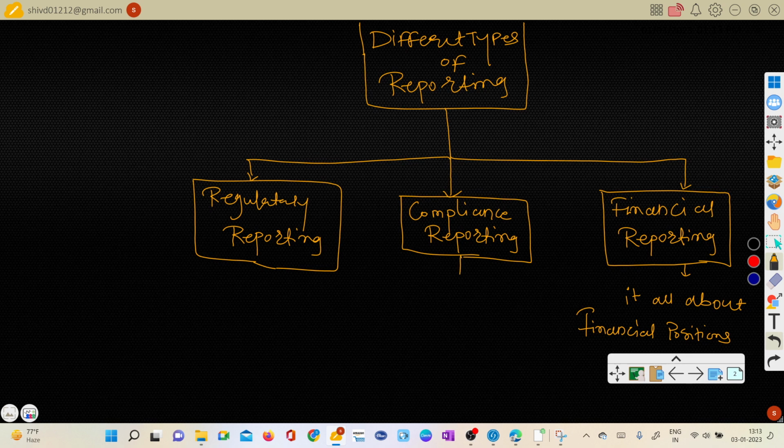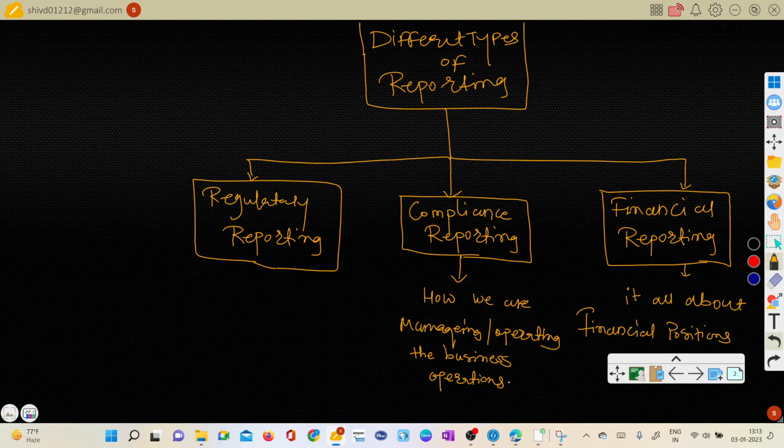And when we say compliance, it means how we are managing or operating the business operations. Compliance means how we are managing or operating the business operations or activities.